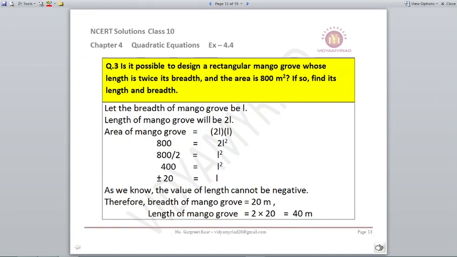So 800 is equal to 2L square. So what will come L? L will come as plus minus 20. Since the length cannot be negative, we will take only the positive value. So breadth is 20 and the length is 40.